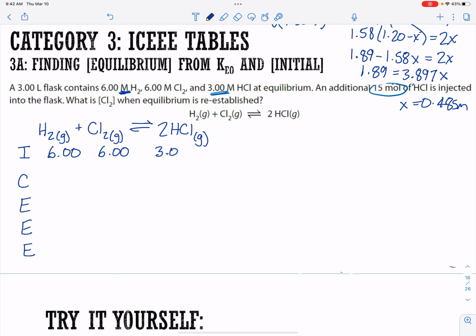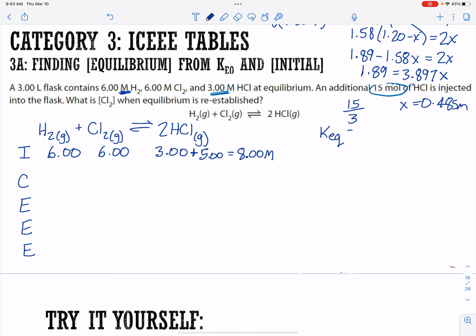So that's an interesting one. We're going to start with 3.00, but then we're going to add that 15 moles in a 3-liter flask. 15 over 3, that's adding 5.00 moles per liter. So we're actually starting with 8.00 moles per liter of our HCl. So kind of an interesting scenario here. Now, another thing you'll notice about this question is we're not given a Keq value. So that's why it's telling us what the concentrations of those gases are at equilibrium, because we can actually calculate the Keq from those equilibrium values and then use it in our second part of our problem.